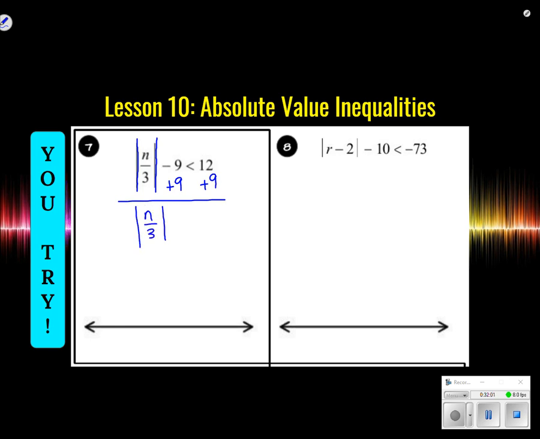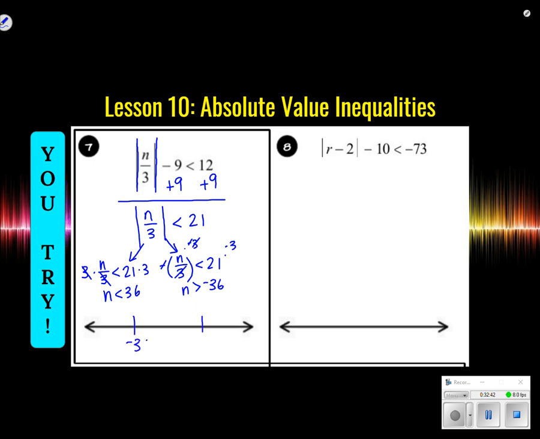So n over 3 is less than 21, and now I can split. Don't split until you get the absolute value bars by themselves. N over 3, I need some parentheses with the negative, and there we go. And we're going to multiply both sides by 3. N is less than 36. And then I'm going to multiply both sides here by negative 3 to take care of the 3's and the negatives, but I have to flip that inequality and get a negative 36.